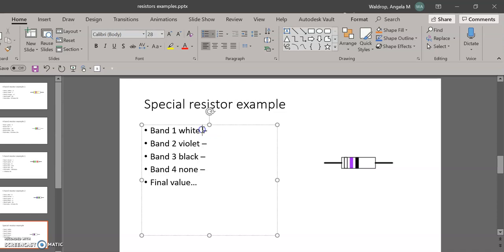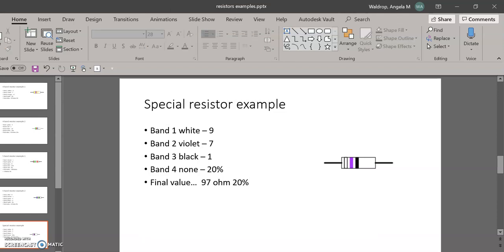Okay. So if I look at the first color in this, I have a white, which is going to be a 9. The violet is the second color. That's going to be 7. The black is my third color, which is 1, okay, and none. I don't have a tolerance band. Anytime I don't have a tolerance band, I have to have a tolerance of plus or minus 20%. So my final value is going to be 97 ohms, plus or minus 20%, okay? So that's the special case there.